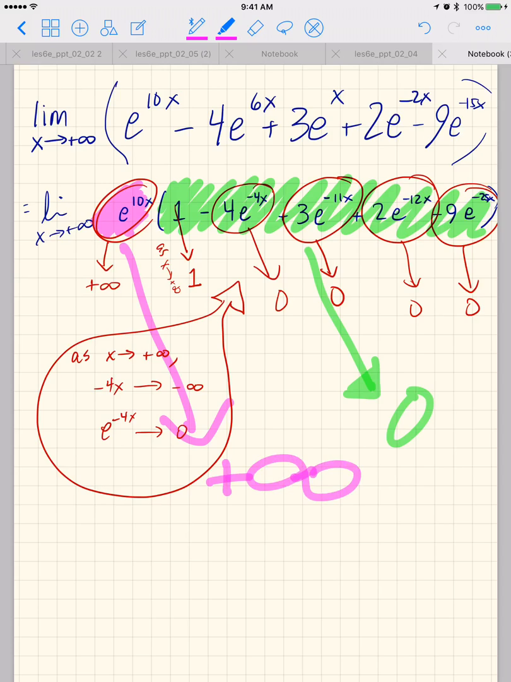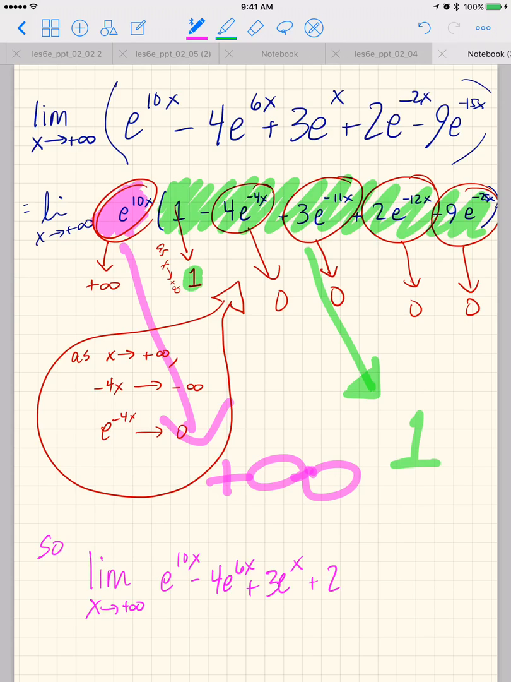I clearly made a mistake because plus infinity times 0 is an indeterminate. So checking, I see that, wait, this is not going to 0. This is going to 1. Because remember, we've got that 1. So this is going to 1. So now I'm comfortable with saying that my limit as x goes to plus infinity of that thing, e to the 10x minus 4 e to the 6x plus 3 e to the x plus 2 e to the negative 2x minus 9 e to the negative 15x is equal to plus infinity. Okay.